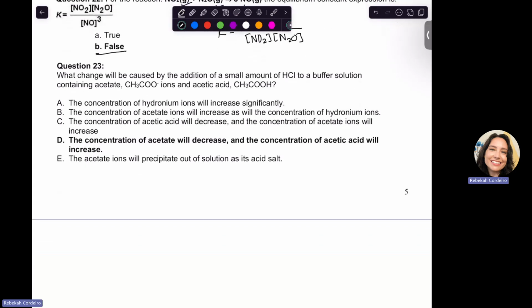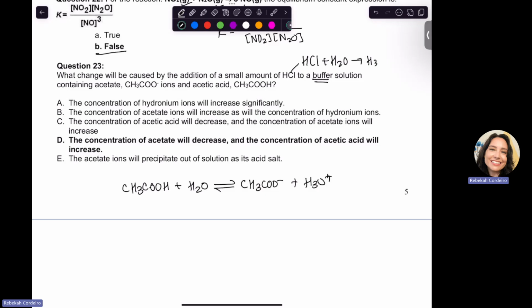What would cause the change of a small amount of HCl to a buffer solution? So when we're talking about a buffer solution, and you want to know what is going to change to it, let's draw the buffer solution out. It's always the weak acid with water. So we'll put in our weak acid here and water. And we see that we're going to make the conjugate base and hydronium. If I add HCl and water, they go one way to make hydronium and chloride.